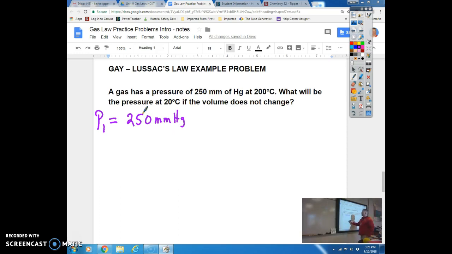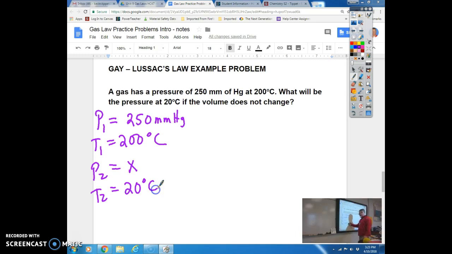At 200 degrees Celsius, so we have T1, 200 degrees Celsius. What will be the pressure? So there's P2. X. Now they didn't tell us any units, so I'm not going to be picky and put them down. At 20 degrees Celsius. So we have our secondary temperature, 20 degrees Celsius. So we made our list. Let's check it twice. Kind of like Santa Claus.